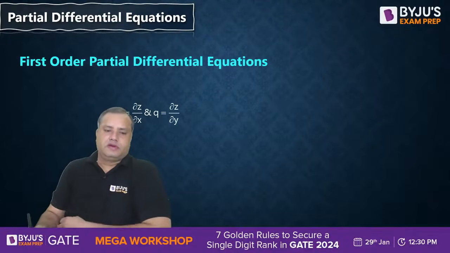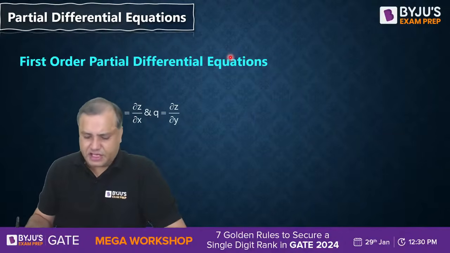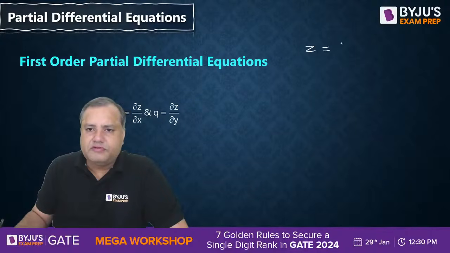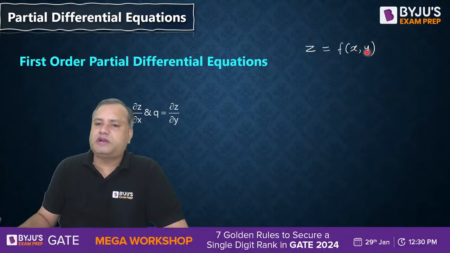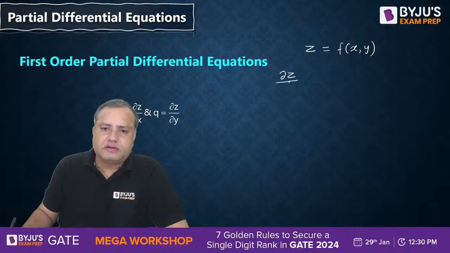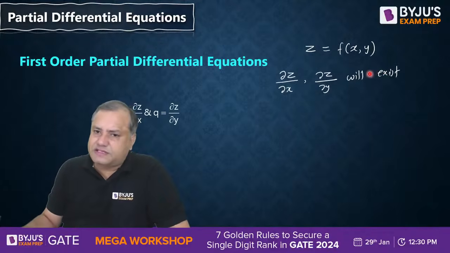We are currently talking about first order differential equation. Listen carefully. If z is the dependent variable, which is a function of two independent variables x and y, then we can definitely say that two partial derivatives, del z by del x and del z by del y, will exist. Very good. These two partial derivatives will exist.